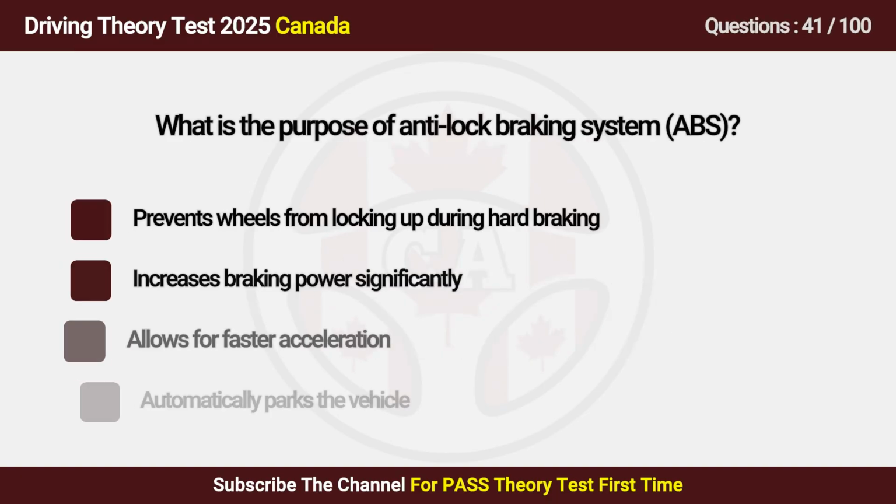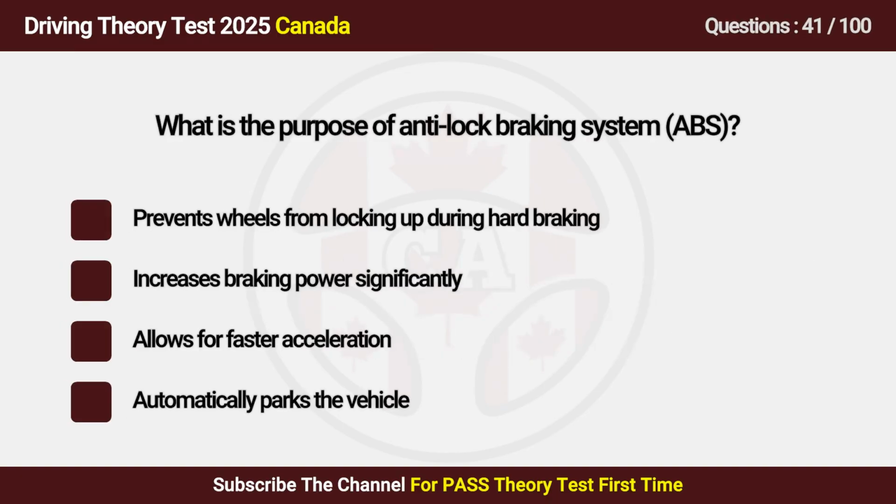Question 41. What is the purpose of braking system ABS? A. Wheels from locking up during hard braking. B. Increases braking power significantly. C. Allows for faster acceleration. D. Automatically parks the vehicle.